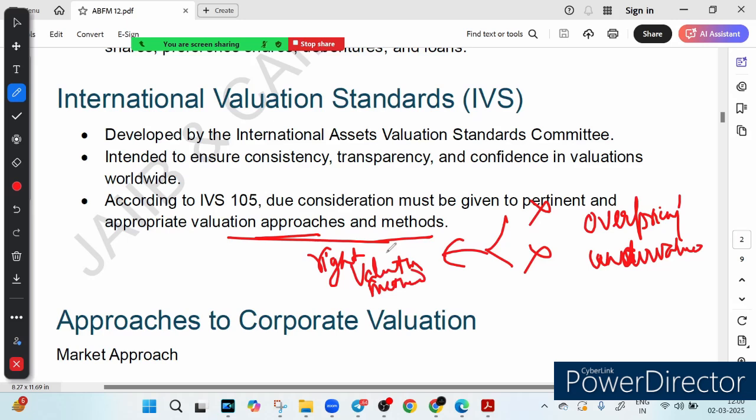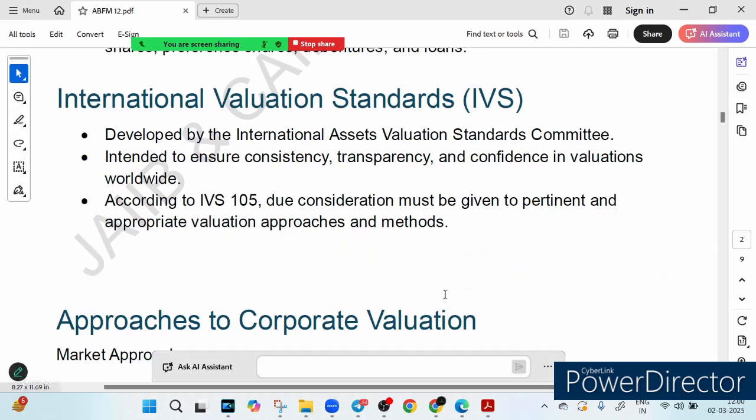So the final thought, from whatever we have discussed till now, is that valuation is not just about numbers, it is about fairness, trust, and global consistency. Whether you are an investor or a banker, or a CAIIB aspirant, understanding these key terms is crucial for making smart financial decisions. I hope this makes sense to you. What is IVS, what is fair market value, and who are the stakeholders in a company? That is the point.